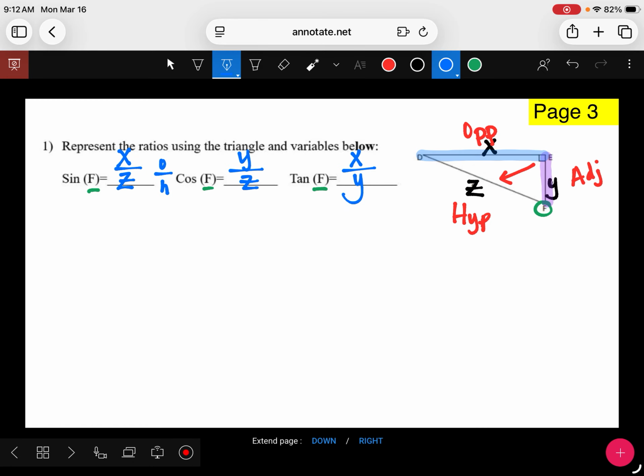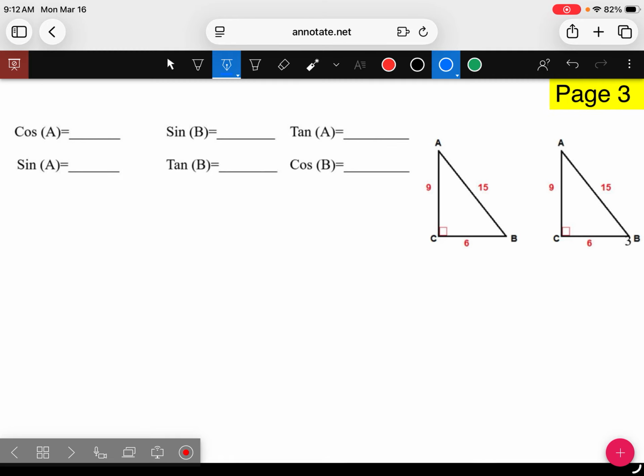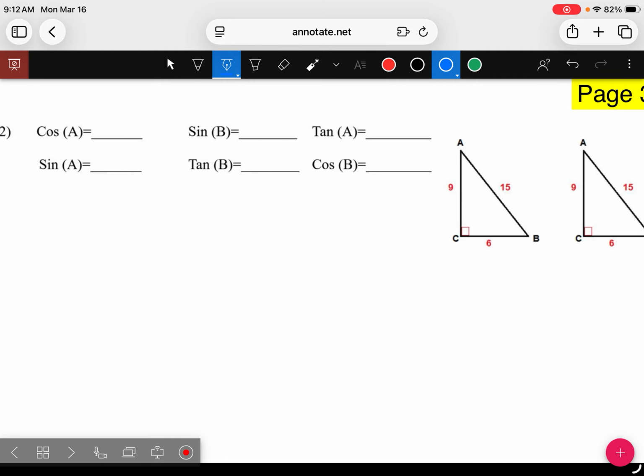We're going to practice this a lot. Alrighty. So I really don't like the way this question is set up, but we're going to still work through it because, again, you need to practice.